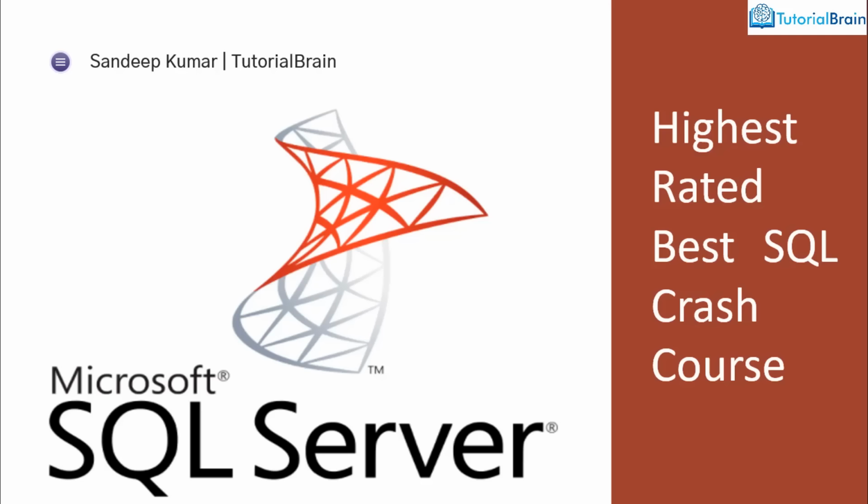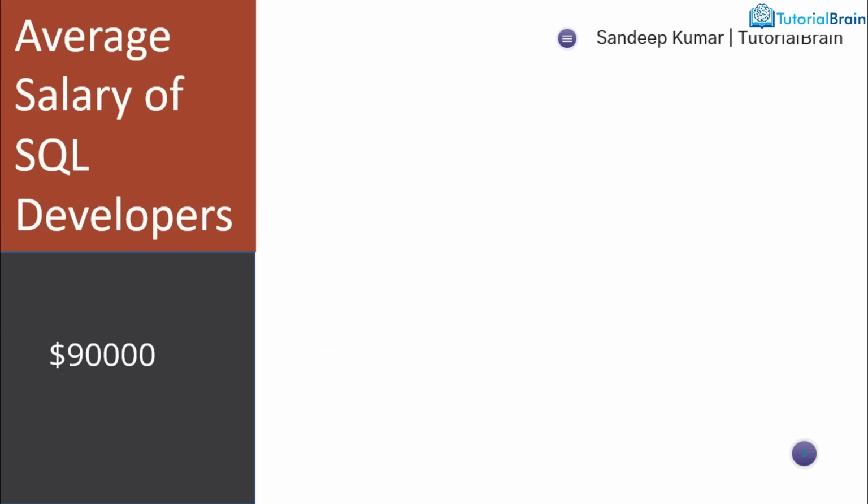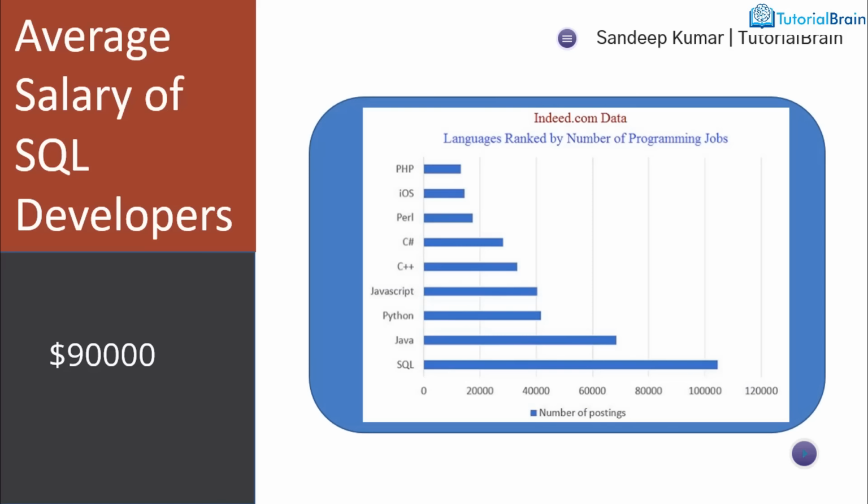With this, you should also know that this is going to be one of the best and highest rated SQL crash courses available on YouTube. Now, what is the average salary of SQL developers? The average salary of an SQL developer is around $90,000, and it is the most in-demand skill, even ahead of Java, Python, JavaScript, C++, C#, Perl and so on. That is the reason I am saying that you should learn SQL.